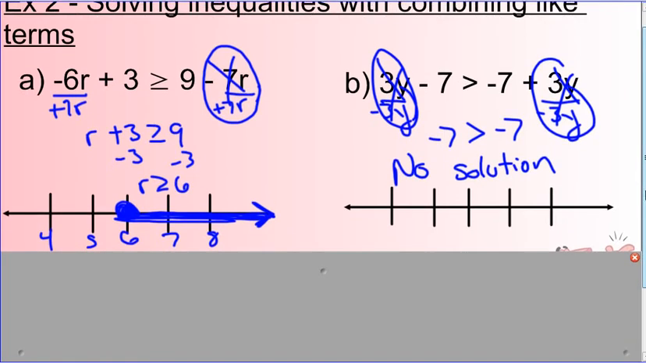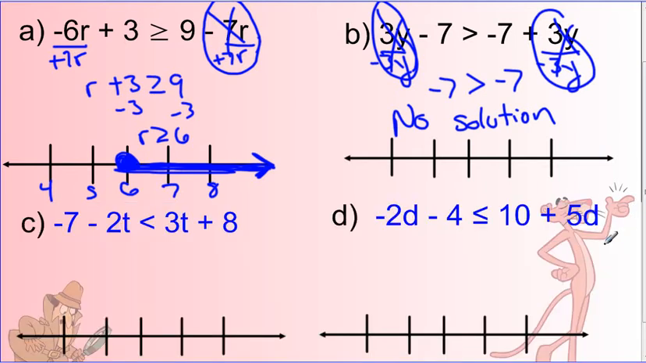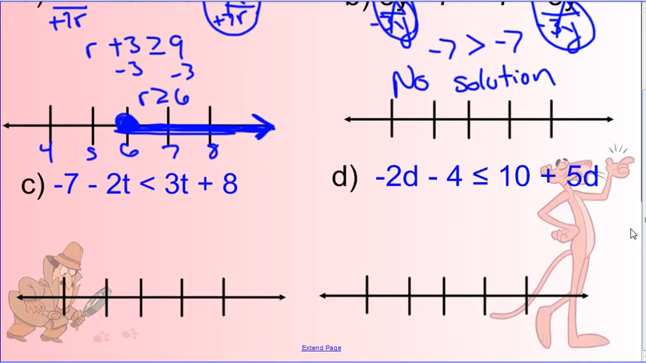That's the kind of stuff that you can get anytime you have variables on both sides of the problem. It's always possible to have where the variables cancel out and you get no solution, or all real numbers, or just a single answer like we've had before. Please try letters C and D right now. And I can tell you right now, both of these problems will have a solution. You will not get no solution for either of them. Go ahead and solve the problems right now.